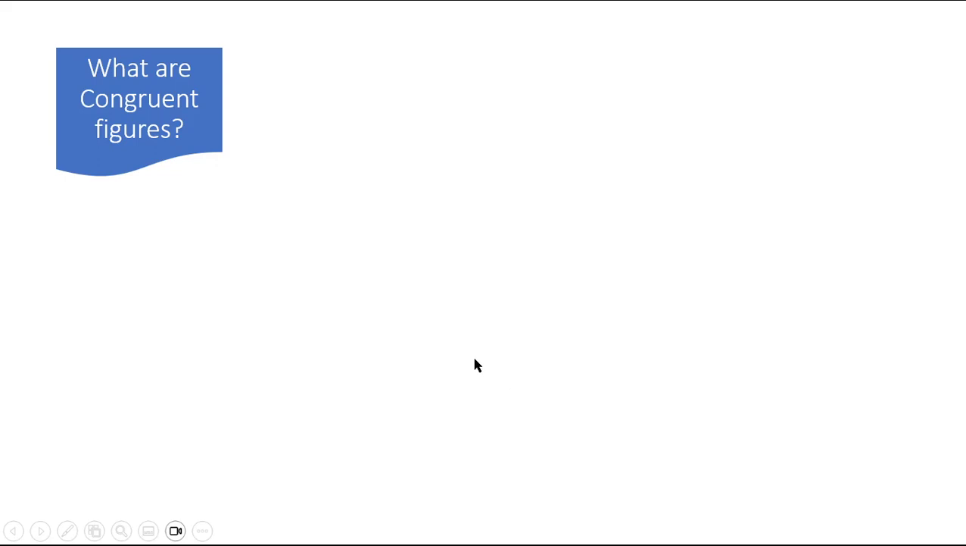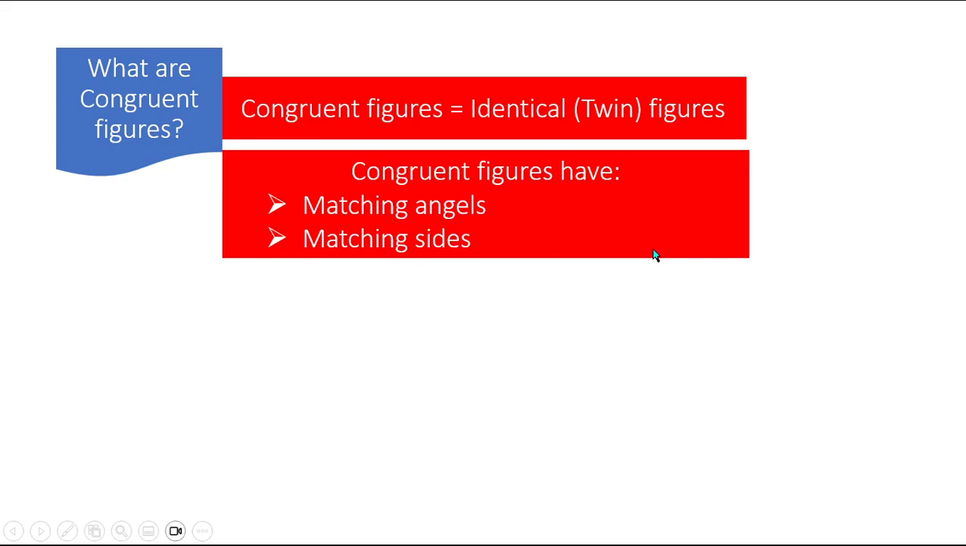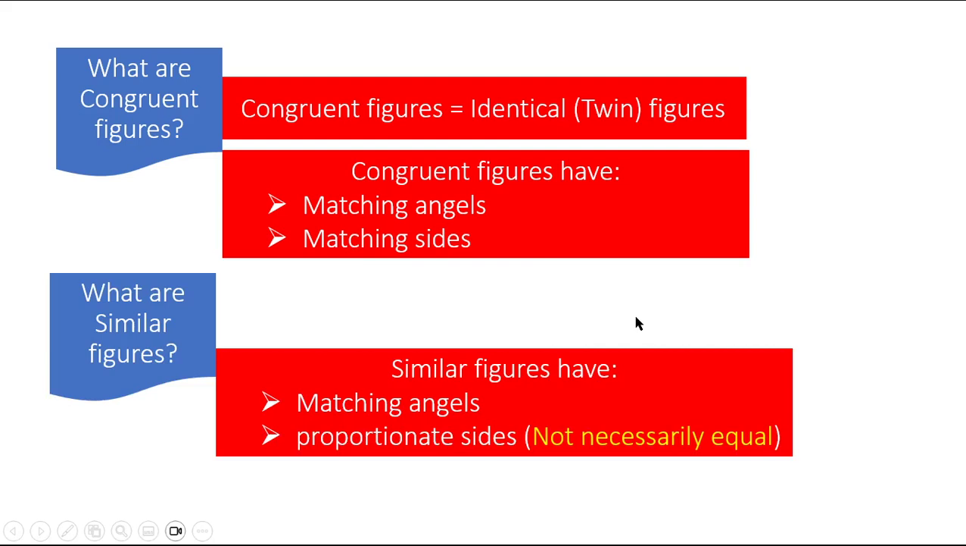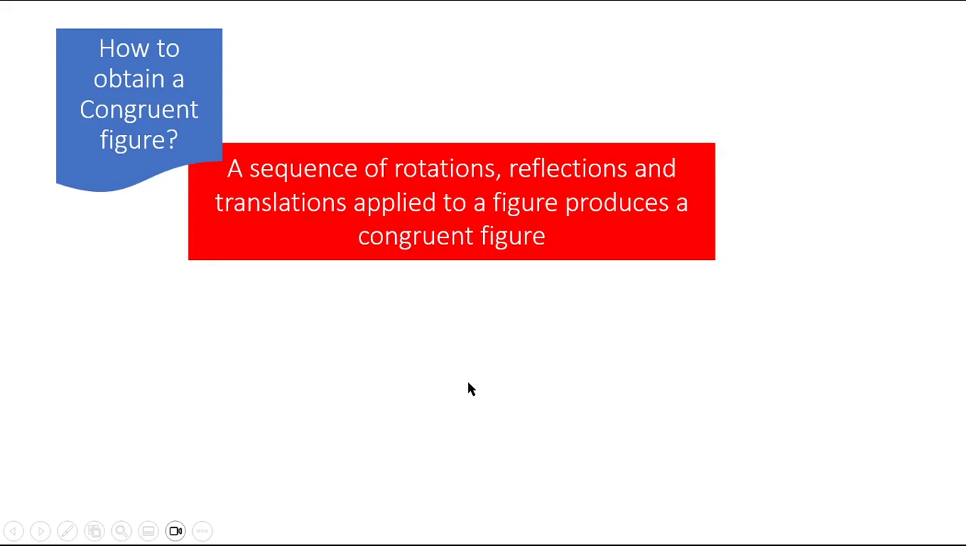What are congruent figures? Congruent figures are identical twin figures. They have matching angles and matching sides. What are similar figures? Similar figures have matching angles, but not necessarily equal sides, just proportionate sides. How to obtain a congruent figure? A sequence of rotations, reflections, and translations applied to a figure produces a congruent figure.